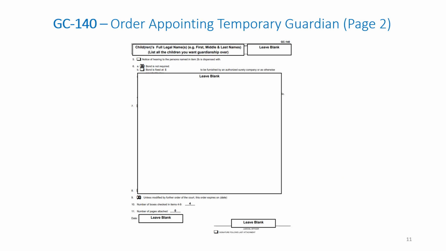Page 2, item 6A, check the box stating bond is not required. The rest of Form GC-140 should be left blank except for the caption at the top, where you will write the name of the child or children.